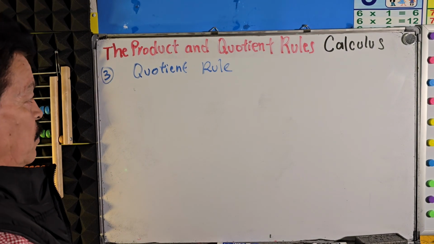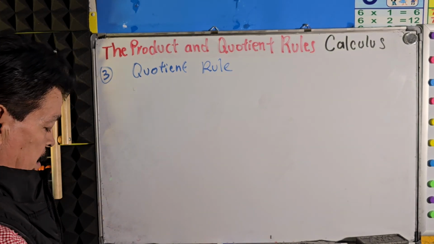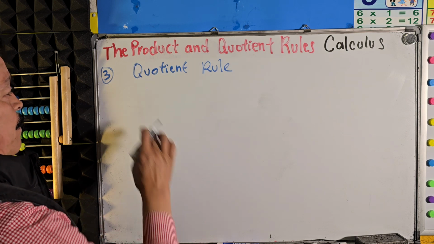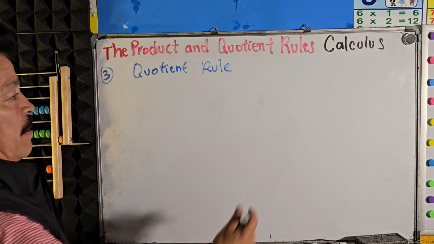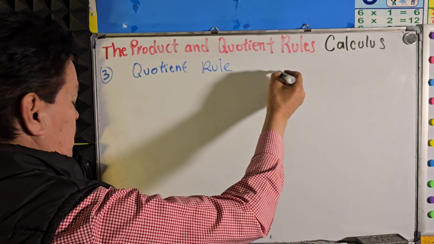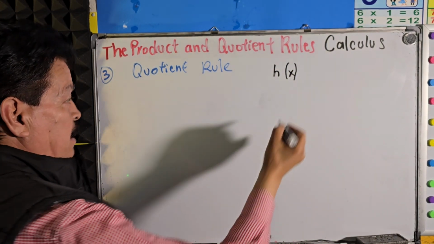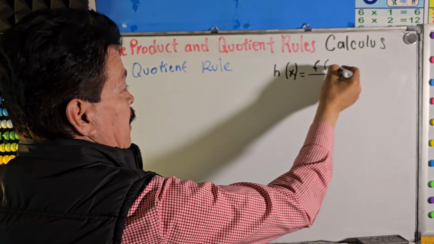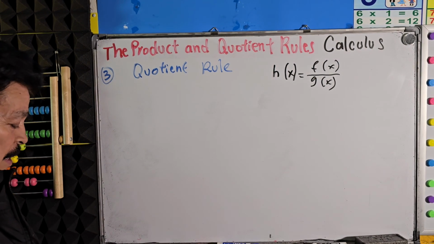What is the quotient rule? Let's write the problem right here. Let's write h of x equals f of x over g of x. That's the quotient rule, in this way.